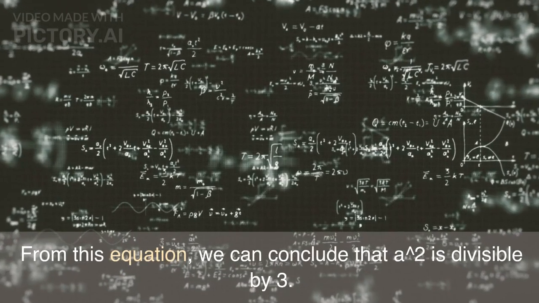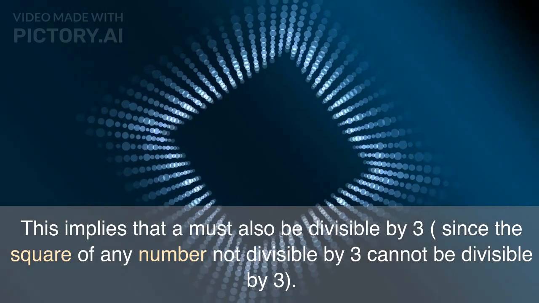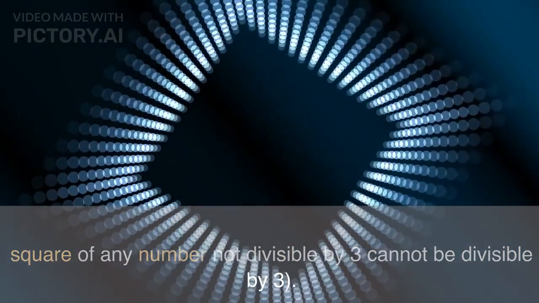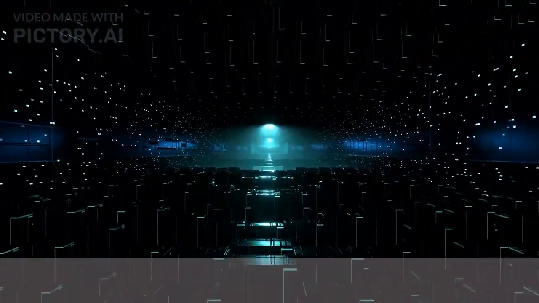From this equation, we can conclude that a squared is divisible by 3. This implies that a must also be divisible by 3, since the square of any number not divisible by 3 cannot be divisible by 3. So, we can write a as a equals 3k, where k is an integer.